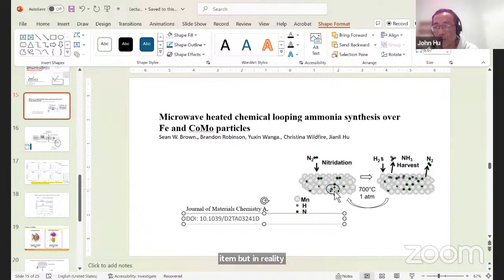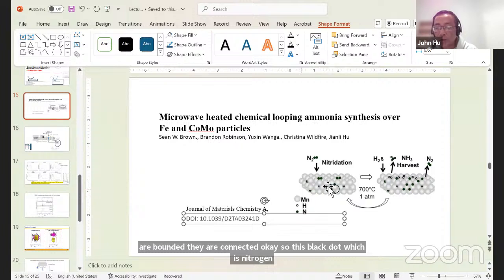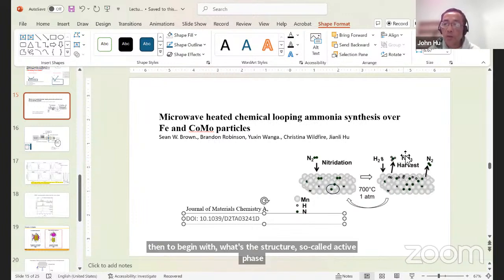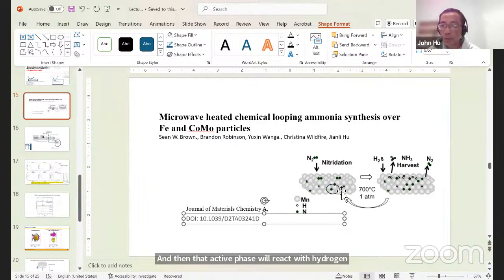This black dot is nitrogen, and it is connected to the manganese, or in our case, to the cobalt moly. How is nitrogen bonded with cobalt moly to begin with? You have to activate the nitrogen. It's called nitridation. Then what's the structure? The so-called active phase, and that active phase will react with hydrogen to become ammonia. It's important to understand what the active phase is. It means cobalt moly reacts with N2 to form nitride.